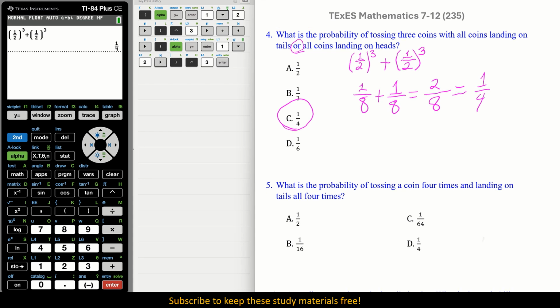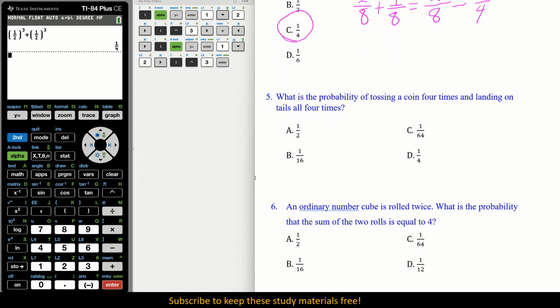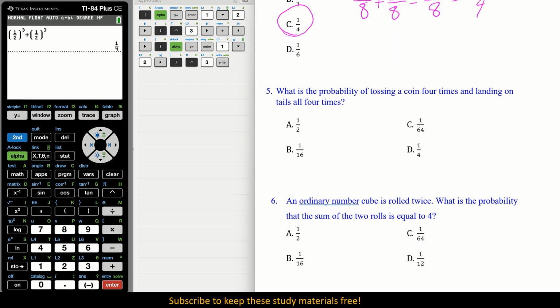So let's look at number 5. What is the probability of tossing a coin 4 times and landing on tails all 4 times? Well, this is just one coin, so we have to think of each toss separately. We know that a coin is 1/2. Technically, if you're going to do it 4 times, that's what you need to put in the calculator.